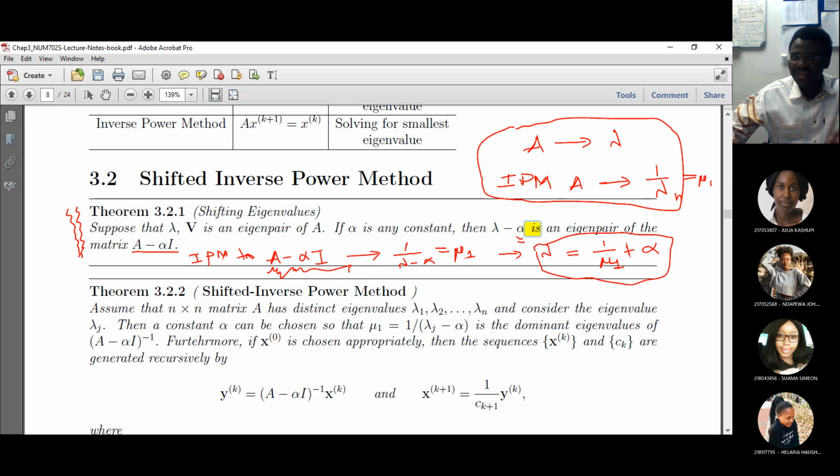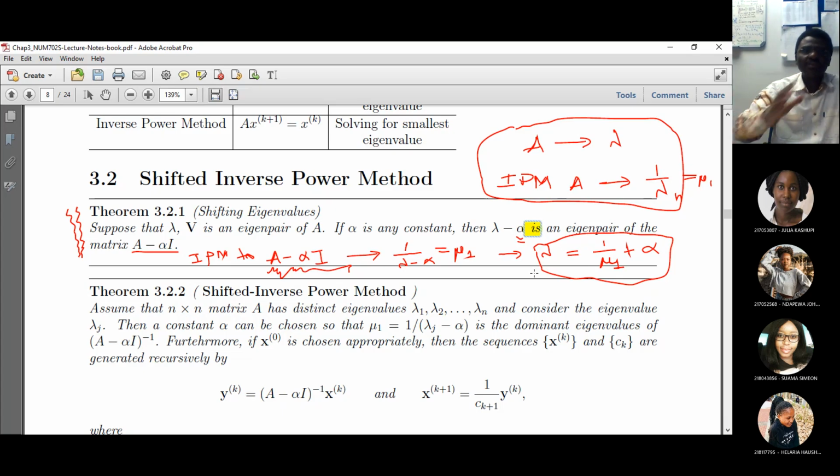So the only thing I need here is alpha. And alpha, by this technique, will allow me to get the corresponding eigenvalue lambda. You see that this eigenvalue is not necessarily the dominant or the smallest. Not necessarily. So it is through this technique that we'll be able to approximate the other eigenvalues.